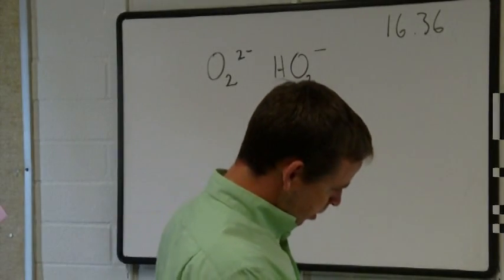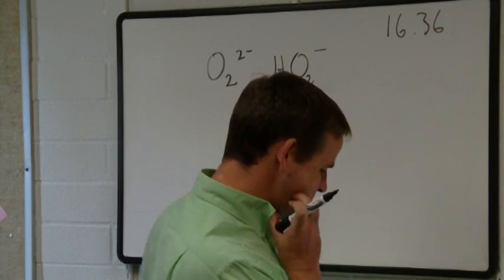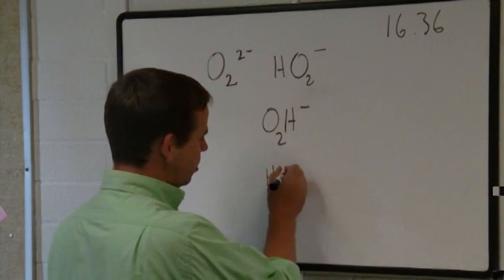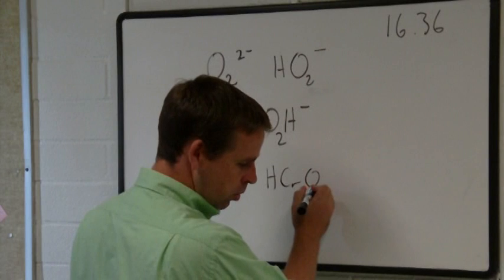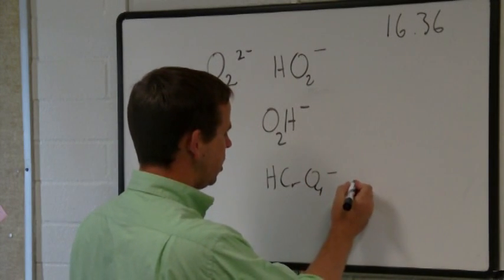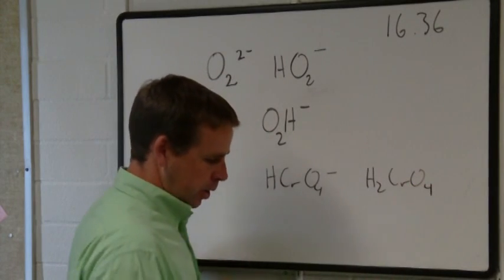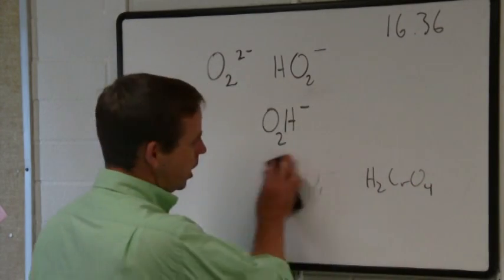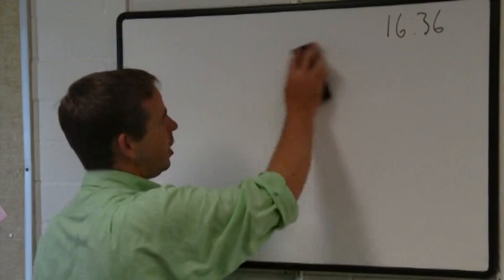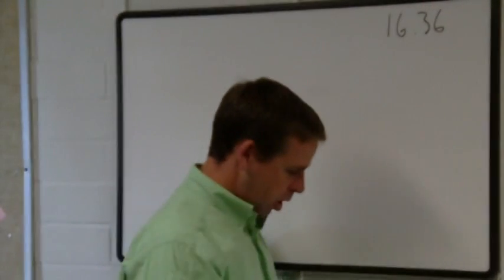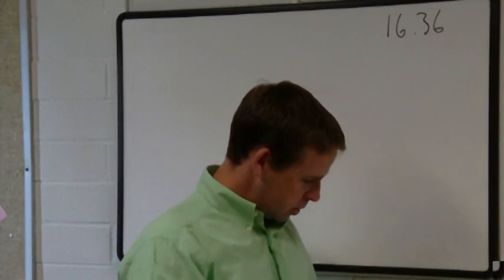Alright, so we're on 1636E. HCrO4 minus, and the conjugate acid would be H2CrO4. Alright. 1638. Identify the conjugate acid base pairs in the following reactions.